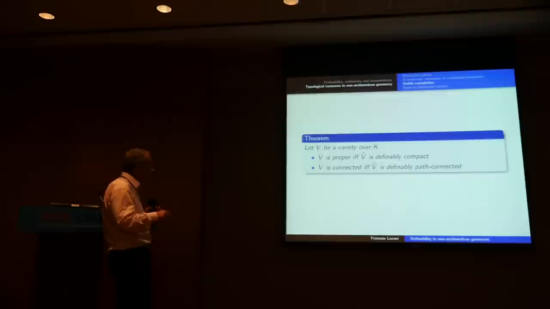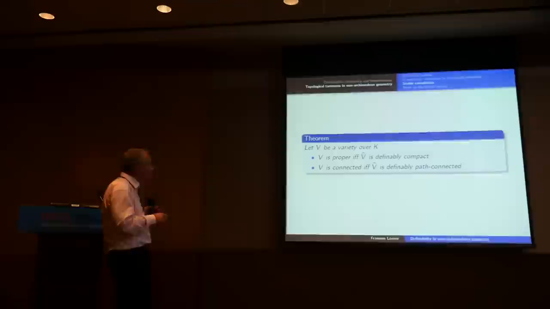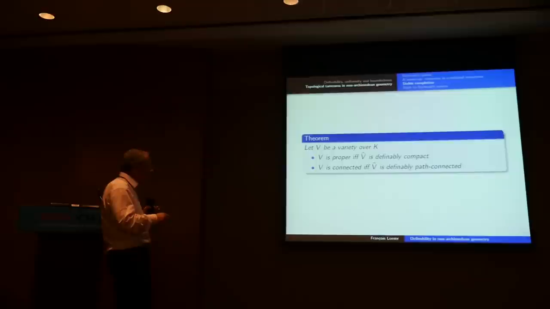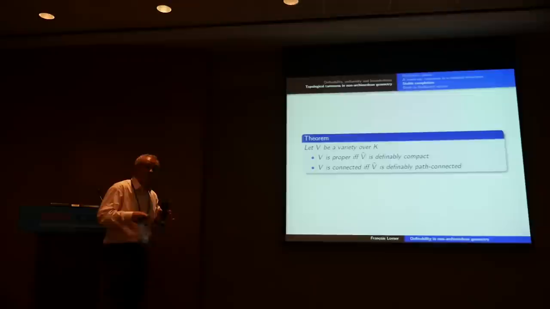So if you start with a variety over a valued field, any rank valuation, then it's proper if and only if its completion is definably compact, and it's connected if and only if its completion is definably path connected. Okay.